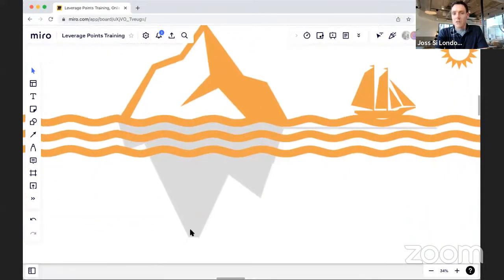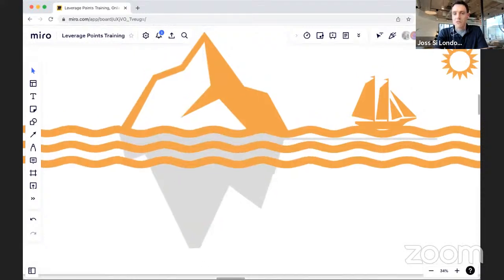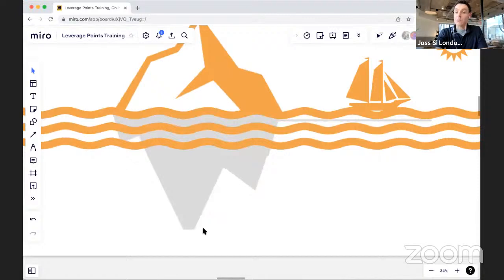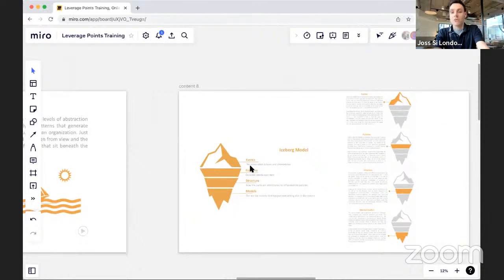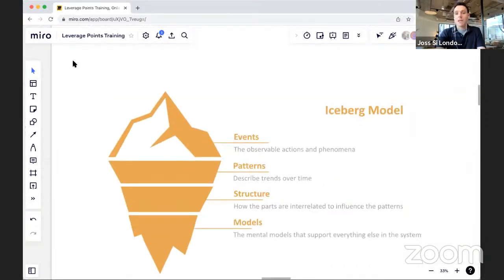When really what's going on is stuff beneath that, underneath the water level, more fundamental stuff. And we need to get down to this. We need to get right down here before we're really going to find those leverage points. And the iceberg model helps to structure that thinking.